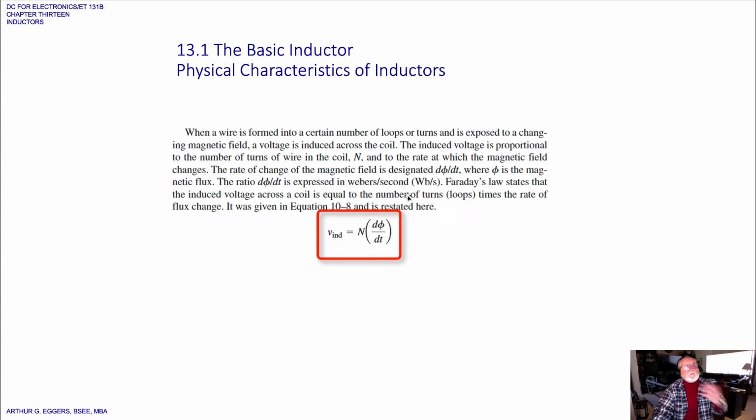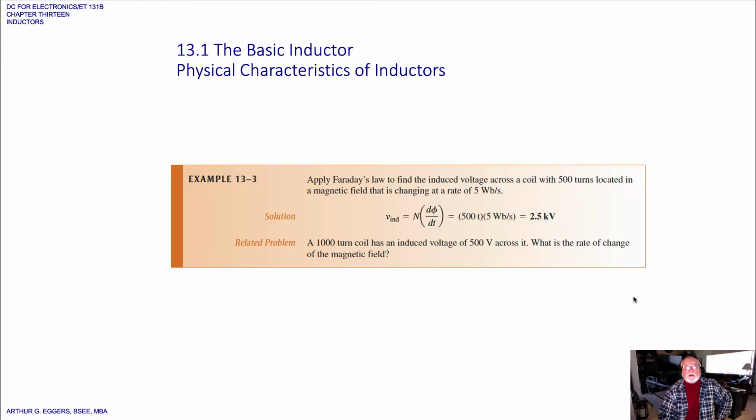Okay, again, keep track of these units and these measures in your notebook so that you can quickly draw on them and not have to go digging around trying to remember what they were as you read about them in your text. Faraday's law then states that the induced voltage across a coil is equal to the number of turns or loops times the rate of flux change. So voltage induced is equal to the number of turns times the change in the magnetic field with respect to time. So let's look at a little example.